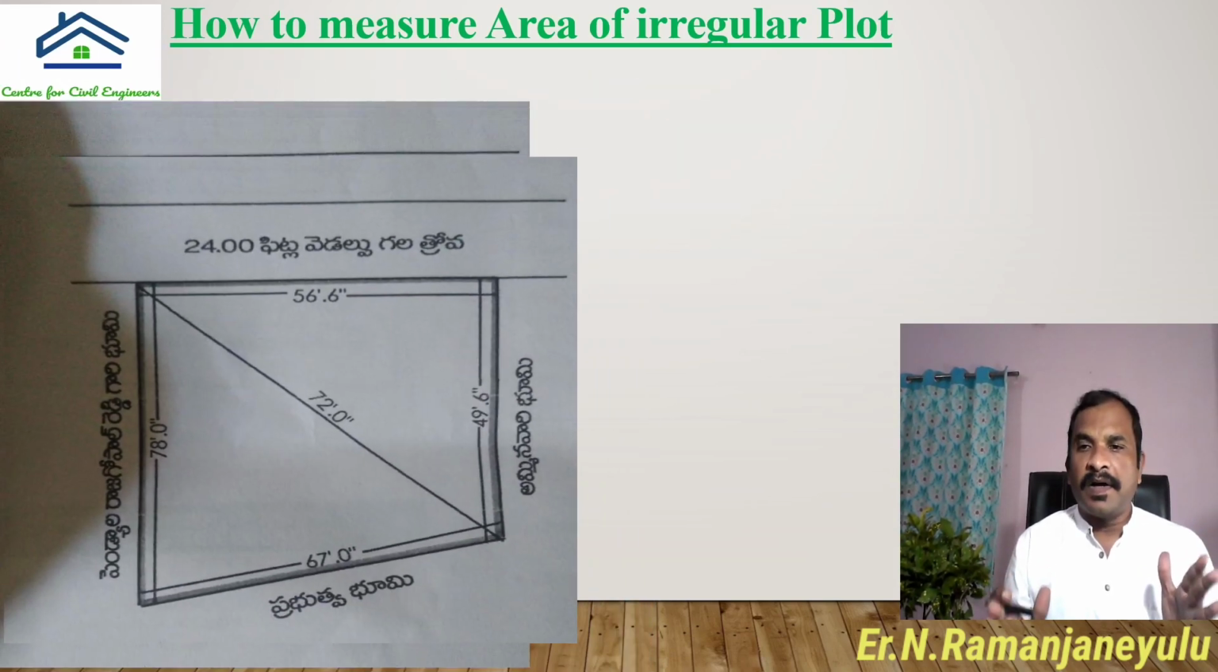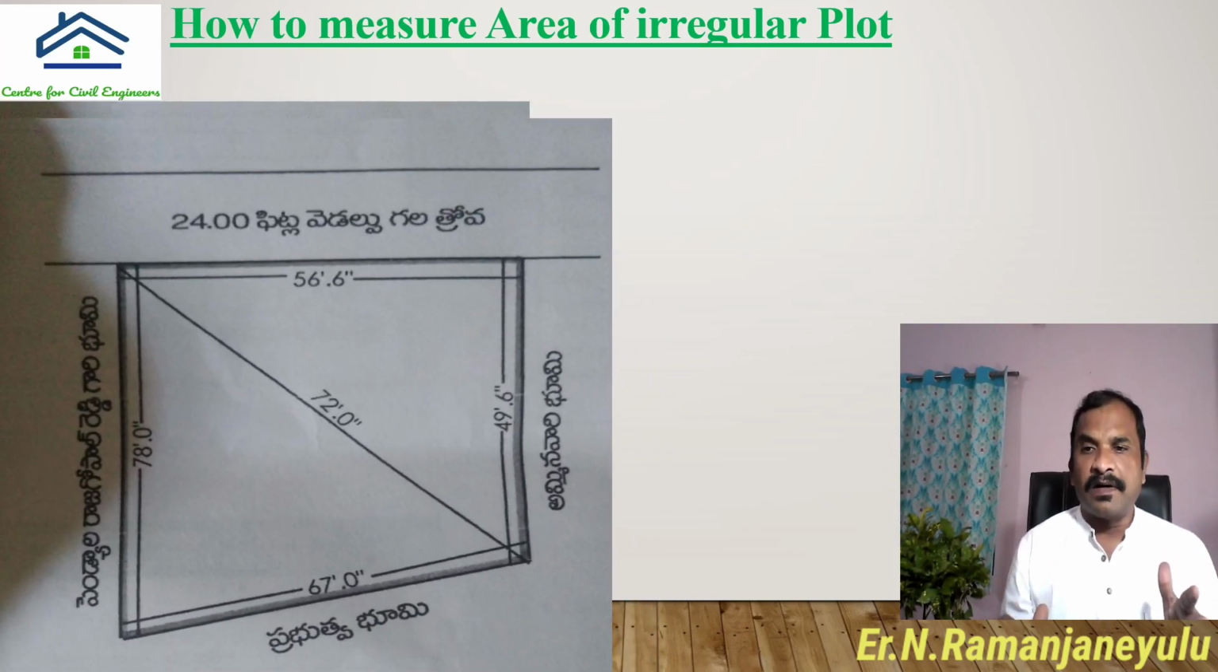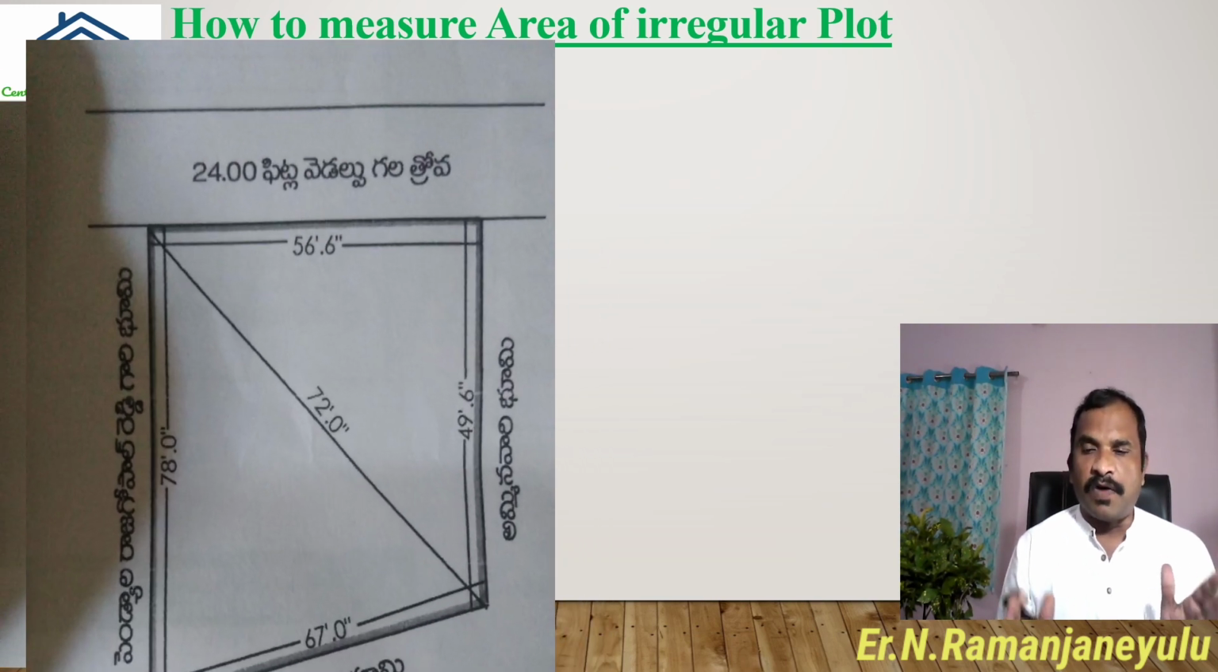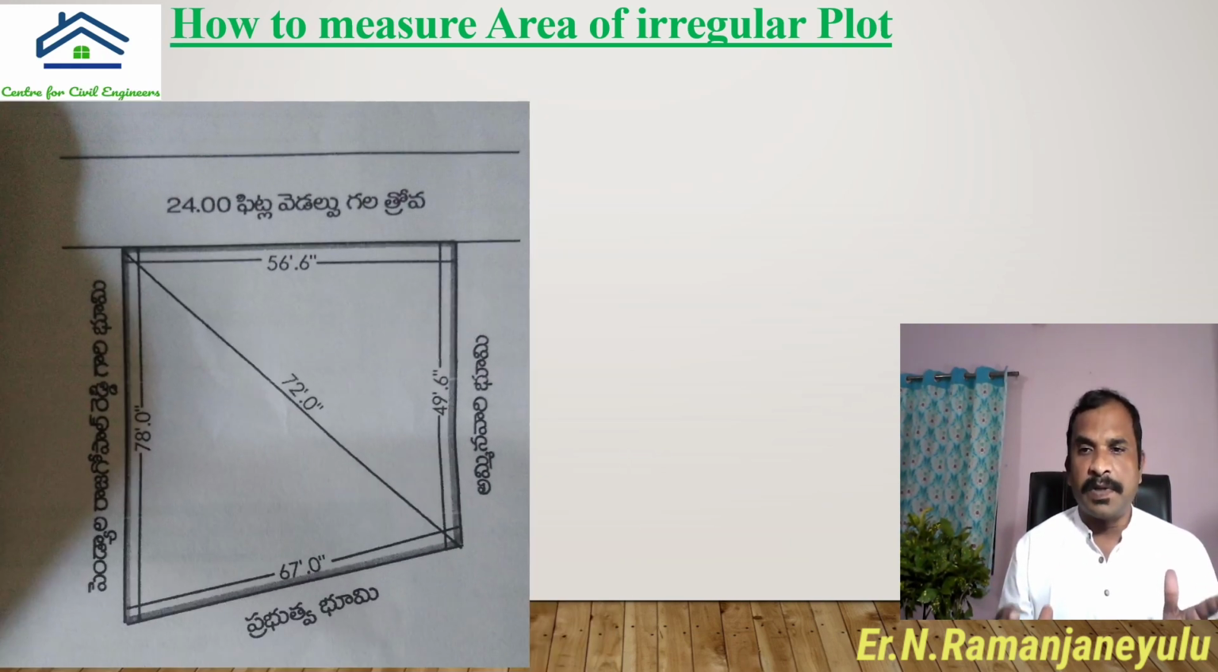If the shape of the plot is a rectangle, square, triangle or any other regular shape, by using the respective formula we can determine the area of that particular plot. But here I have one plot in which all four sides are different. So in this case, how do we calculate the area?